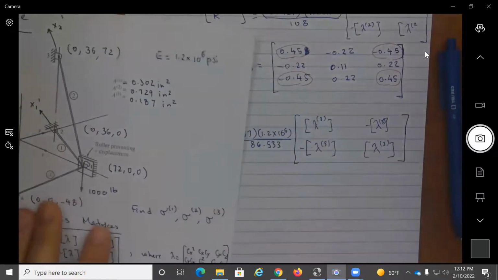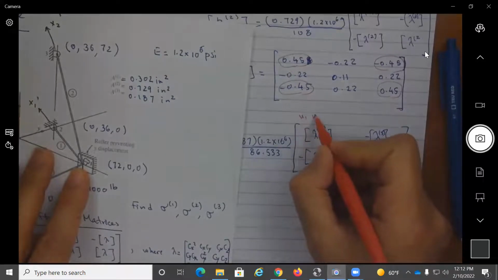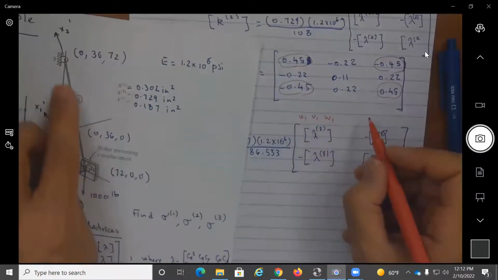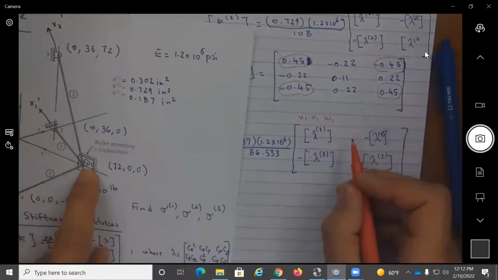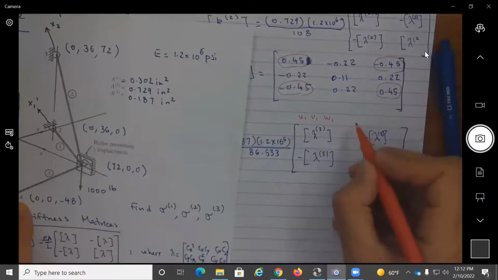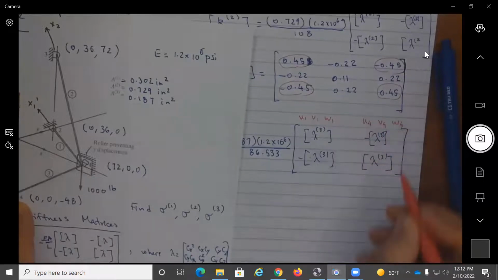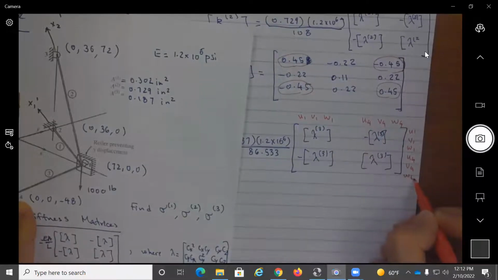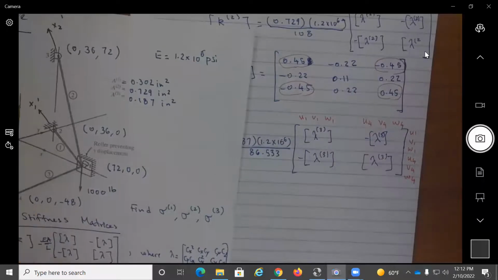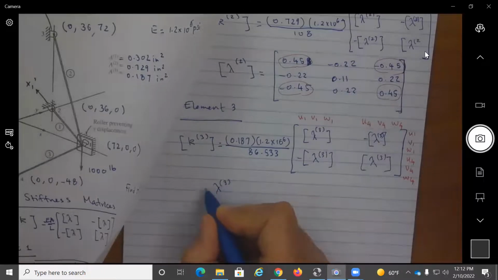Element 3 extends between 1 and 3. So I'm going to get U1, V1, W1. I'm sorry, that's 2. I'm looking at 3 here. Okay. So from 1 to 4, right? So I'm going to get here U4, V4, W4. Likewise, U1, V1, W1, U4, V4, and W4. Okay. So let's write lambda 3.